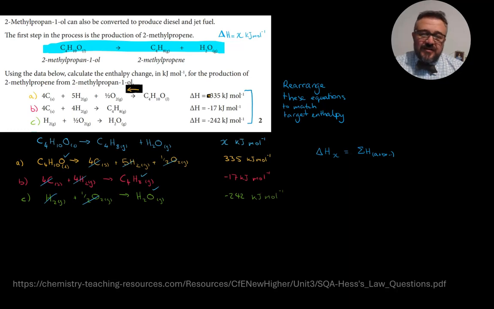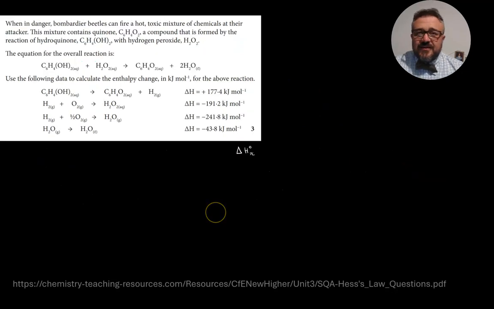So, because delta H X equals the sum of A, B, C, all the way across, we just have to add them together. 335 plus minus 17 plus minus 242 gives us 76 kilojoules per mole. That's it. A nice and straightforward one. Let's see what we've got next. Let's have a look at this one using just the equations. We won't do the cycles here.